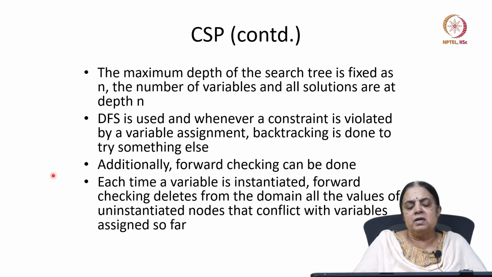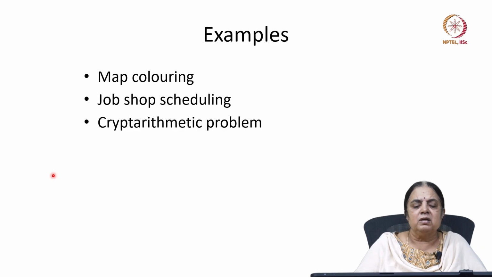And forward checking can also be done every time a variable is instantiated. So you have already instantiated that this variable takes this value. Then forward checking deletes that particular value from the domain of all the other variables, so that the domain reduces and it becomes easier to find the overall assignment.